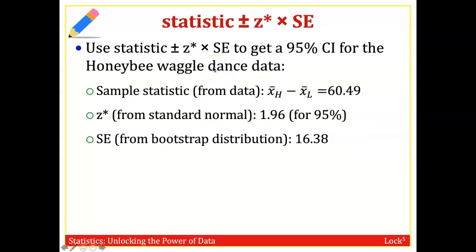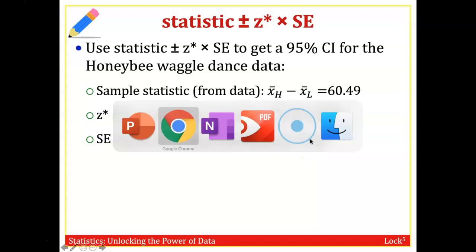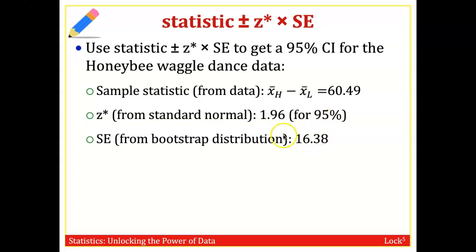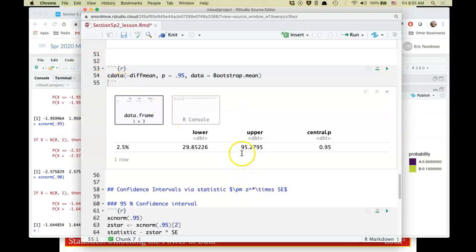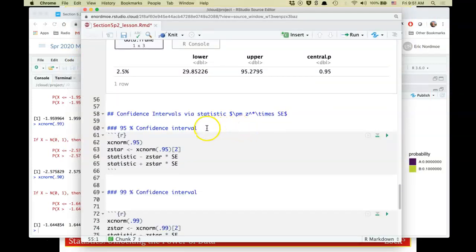All right, so we're going to use that principle to go ahead and return to our bees, still happily waggling away, and we're going to use that to get a 95% confidence interval. So we're going to use the sample statistic from the original data, get the z-star from the standard normal, and use the standard error from the bootstrap distribution. And now I wanted to lay out the steps in the slides here, but let's go ahead and do it live and see what we get. It won't be exactly the same as what shows in these slides, but you'll have the process on RStudio Cloud for carrying this out.